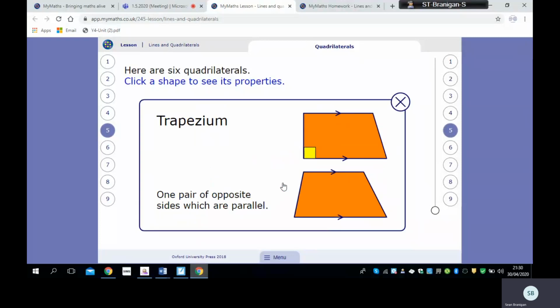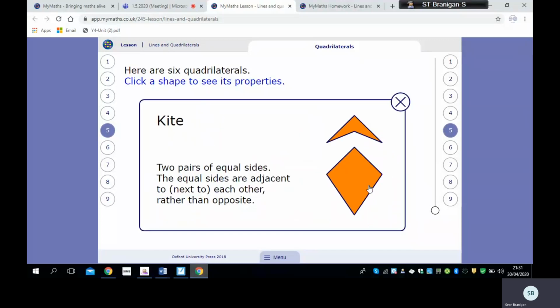This quadrilateral is called a trapezium. So it's got 1 pair of opposite sides which are parallel. You can see there's the 1 set of sides here, and there's the 1 set of sides in this trapezium. Now some trapeziums do have lines which are perpendicular. They create a right angle, and some trapeziums do not. So that is one to look out for during today's lesson.